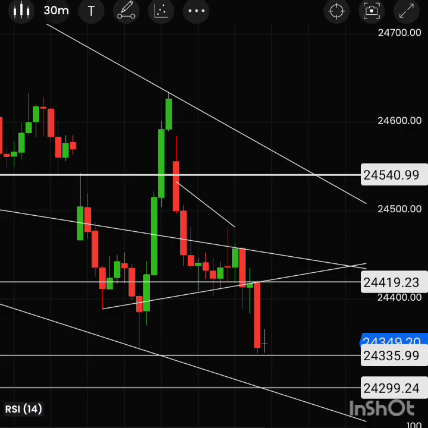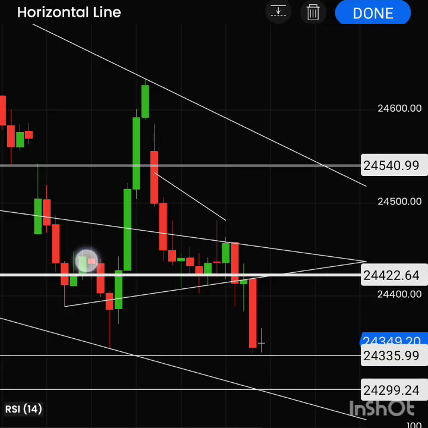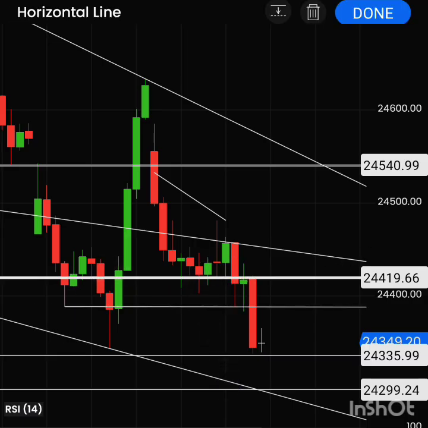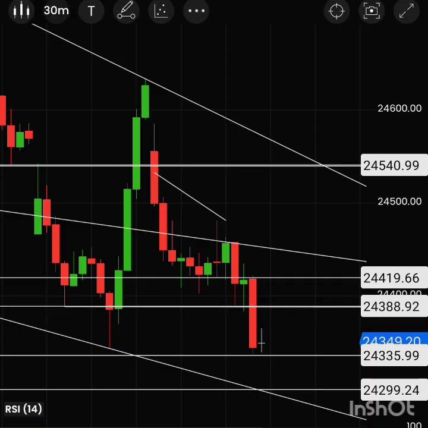For the current level, you can use the stop loss as here, that means above the 24,420 range. Otherwise, you can move a little more downside, around here. This was the previous breakdown, that means the 24,388 range. Above this 24,390 or so you can use as a stop loss, and aim for the downside target.